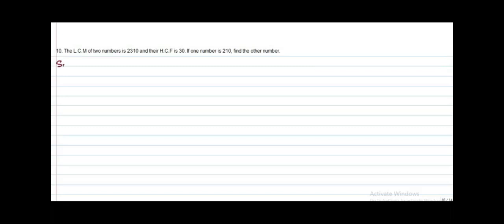We have the question: the LCM of two numbers is 2310 and their HCF is 30. If one number is 210, find the other number. So the LCM of the numbers is given to be 2310 and the HCF is given to be 30. One of the numbers is 210. We need to find out the other number.